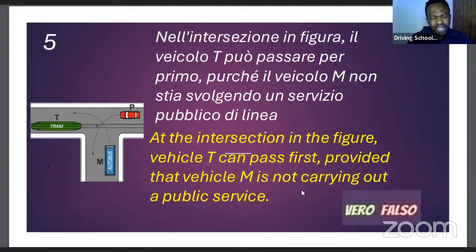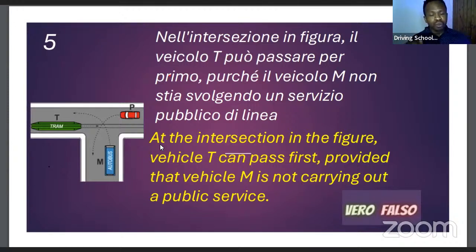Now, let me try to do it like this. Remember that we said that whenever you have the tram at a junction, the first vehicle to leave is the tram. This is because every vehicle that is moving on track has right of way. You understand? They have right of way. It is their right. You understand?